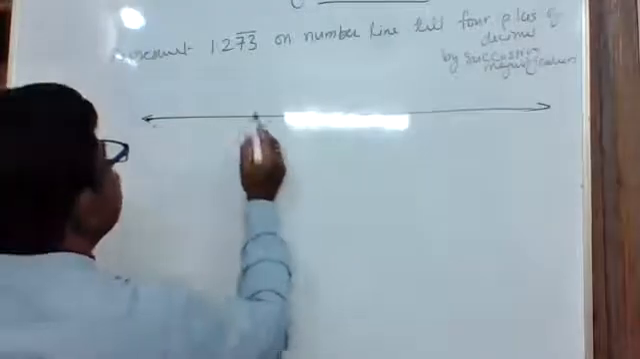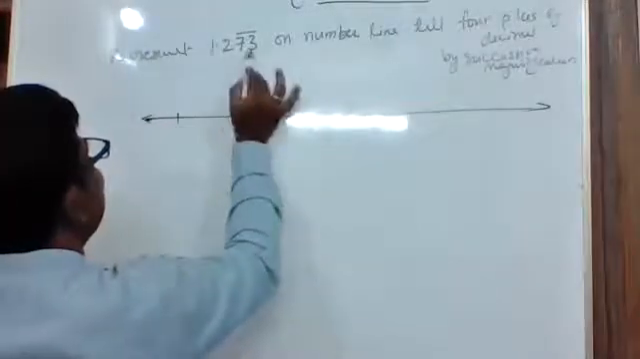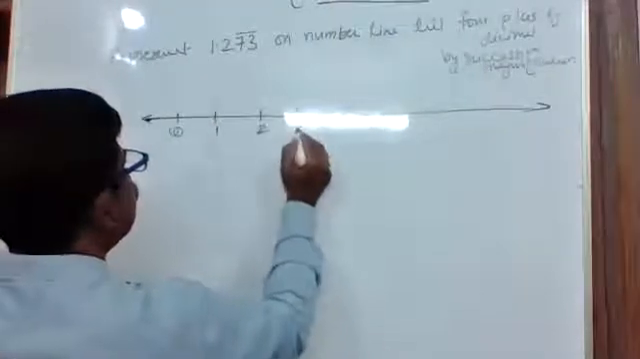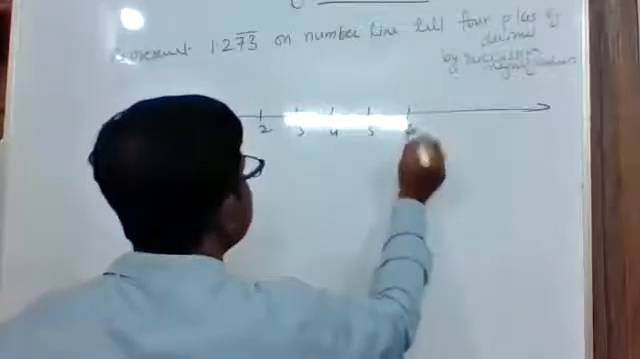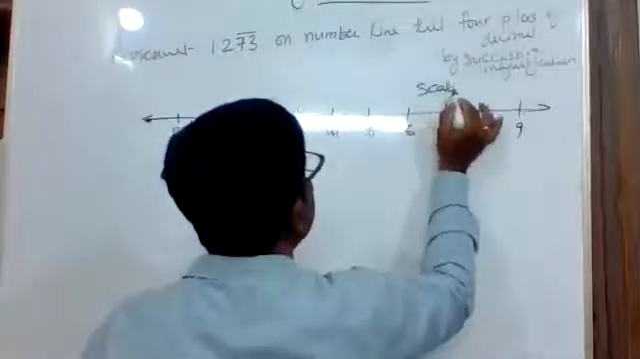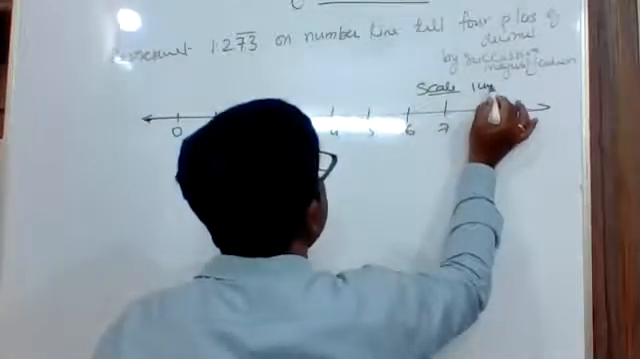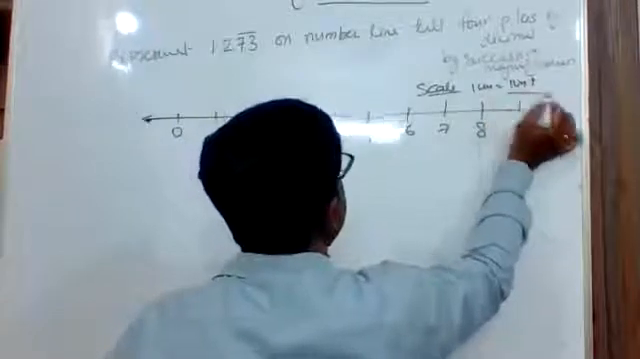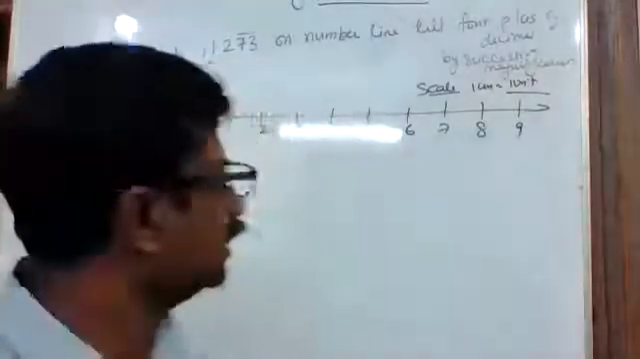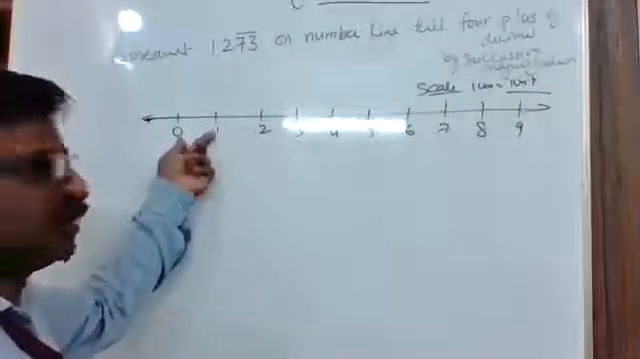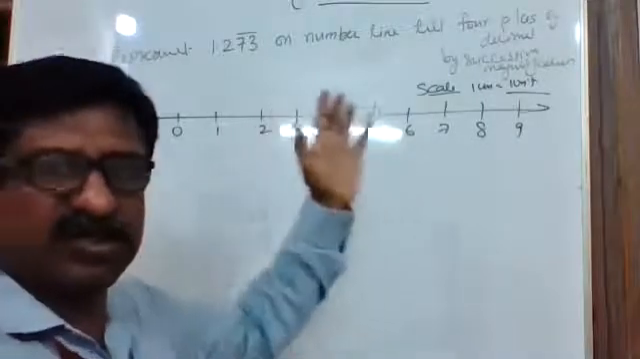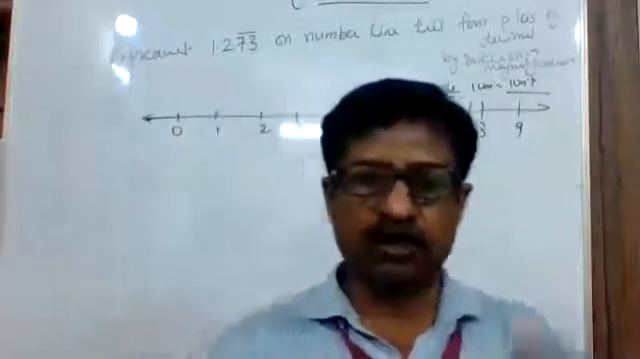This is the number line. Numbers have to be written for 1.273. Therefore, we'll take 0, 1, 2, 3, 4, 5, 6, 7, 8, 9. And as usual, we'll write the scale: 1 centimeter equal to 1 unit. We have taken 1 centimeter everywhere and we are marking it as 1. This is 1 centimeter, so we have taken 1. This is 1 centimeter, so we have taken 2. This is 1 centimeter, we have taken 3. 1, 2, 3, 4, 5, and so on.